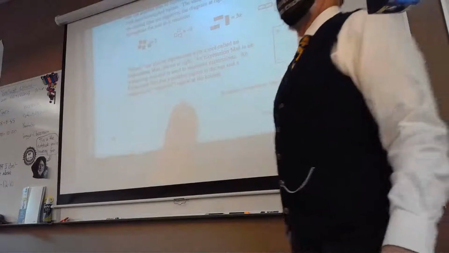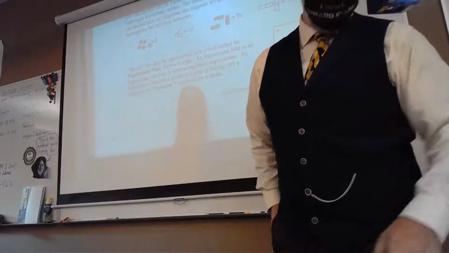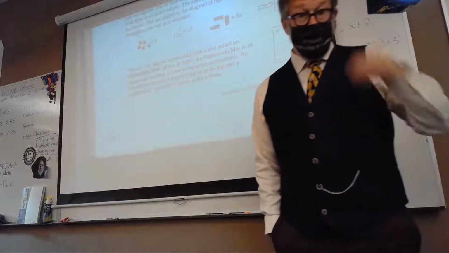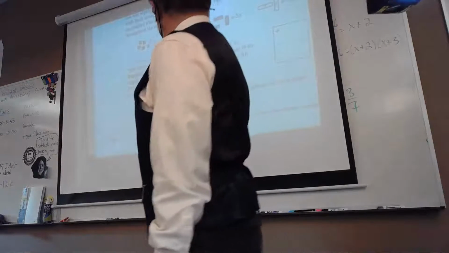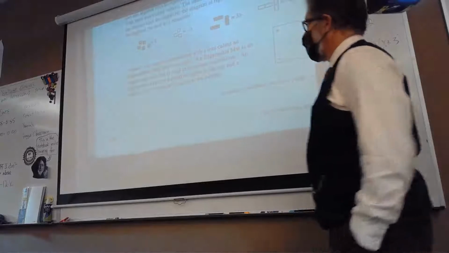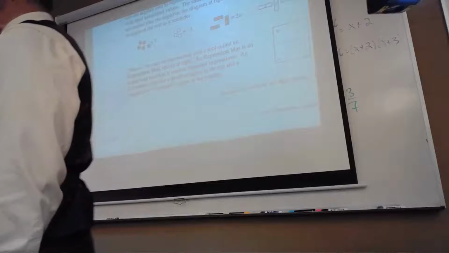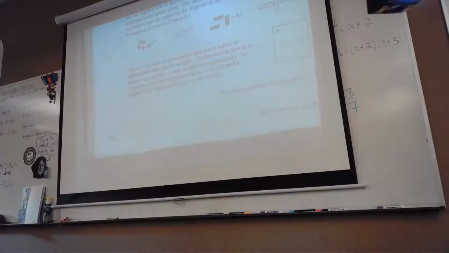JC, could you read that last paragraph on page 590 of the book? Minus can also be represented with a tool called an expression mat shown at right. An expression mat is an organizing tool that is used to represent expressions. An expression mat has a positive region at the top and a negative or opposite region at the bottom. Does that make sense? You've got two regions, one for positive stuff, one for negative stuff, agreed? That's what it's telling you. If something's positive, stick it in the top half.